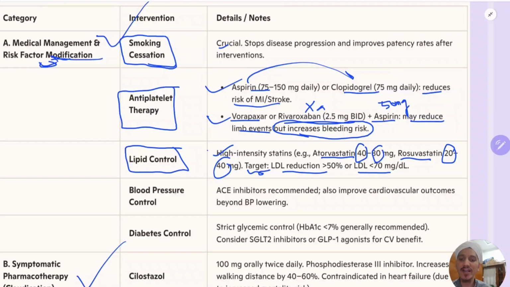So lipid control, I have said high dose statins you should give and target the LDL to more than 50% reduction of the baseline or less than 70 milligram per deciliter.